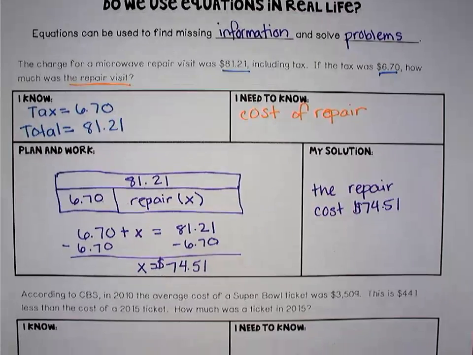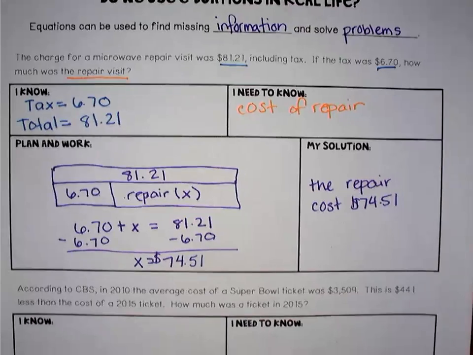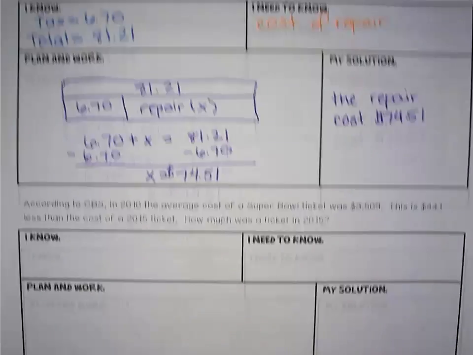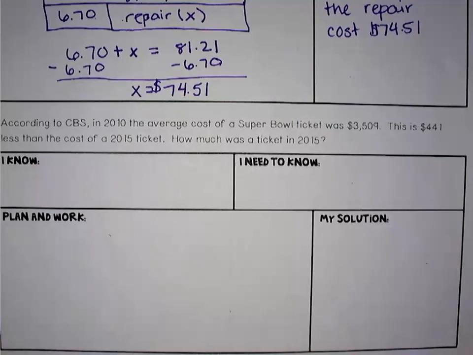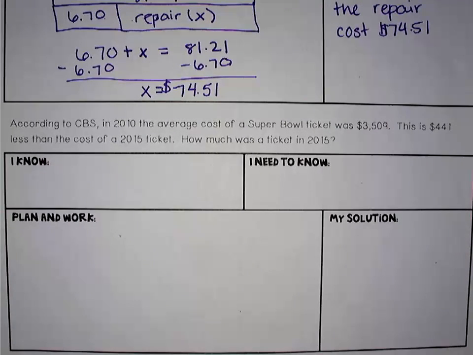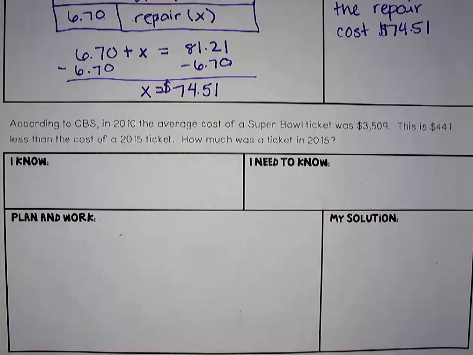All right, one more problem down below. Okay. It says, according to CBS in 2010, the average cost of a Super Bowl ticket was $3,509. This is $441 less than the cost of a 2015 ticket. How much was the ticket in 2015?